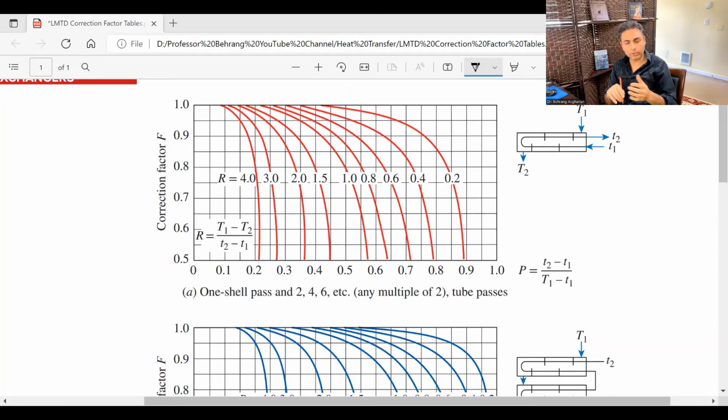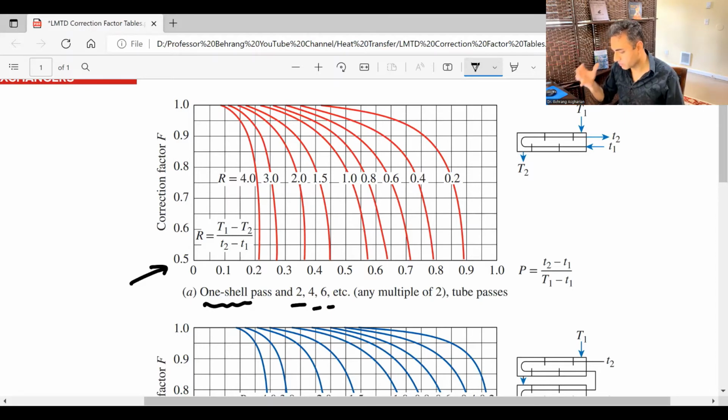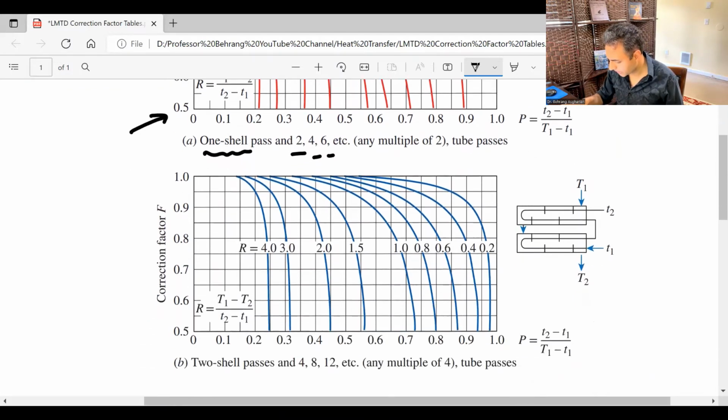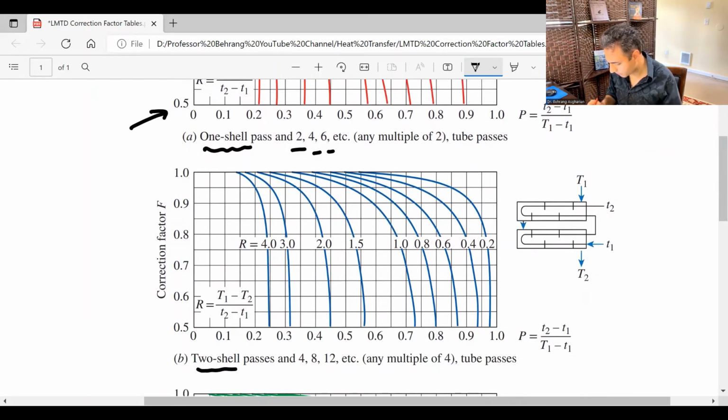And how does that work? If you take a look at these graphs, I have 4 graphs here. This is the case for a shell and tube heat exchanger that is 1 shell pass and 2, 4, 6, whatever multiple of 2 tube passes. The next case is 2 shell passes and 4, 8, 12, basically multiples of 4 tube passes. That makes sense because if you have 2 shell passes, then the tube passes have to be 4 or 8 or 12.